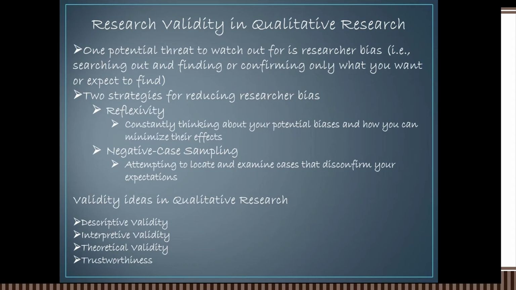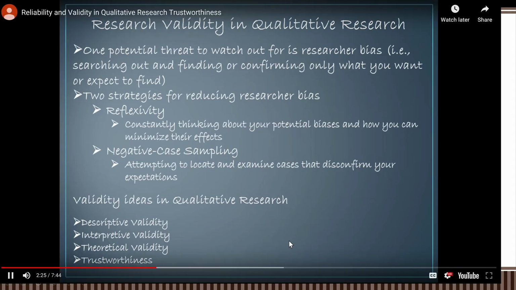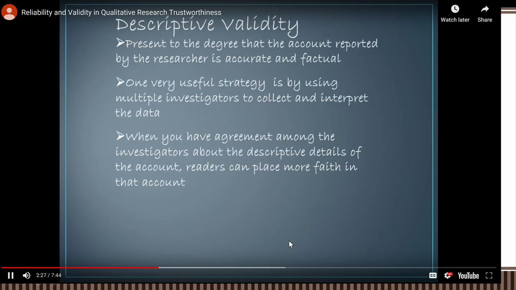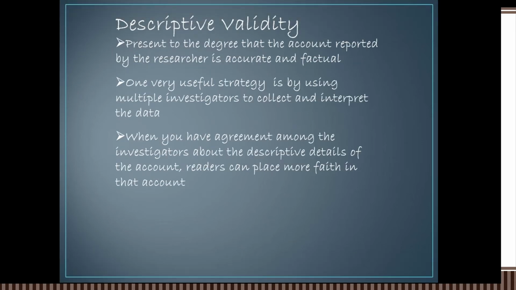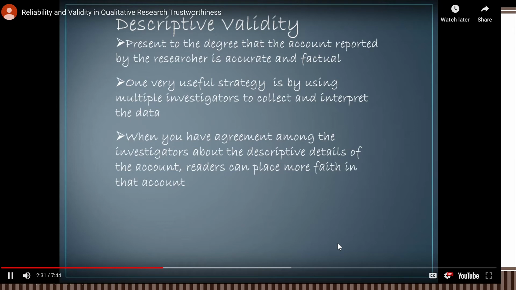There's a couple of different validity ideas in qualitative research: descriptive validity, interpretive validity, theoretical validity, and all of these kind of are encompassed in trustworthiness. Descriptive validity is one way to be able to have evidence of validity in your qualitative research.